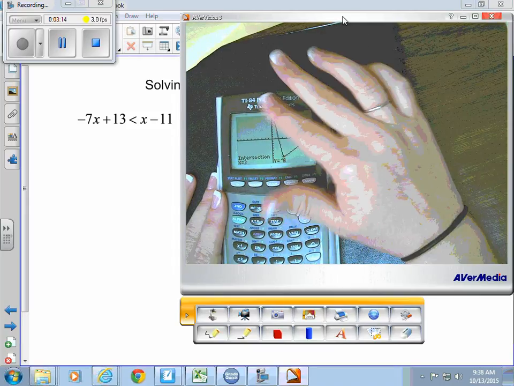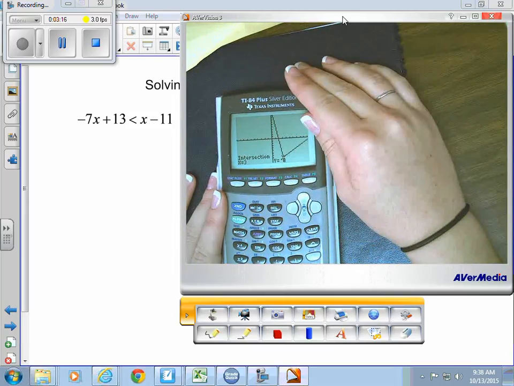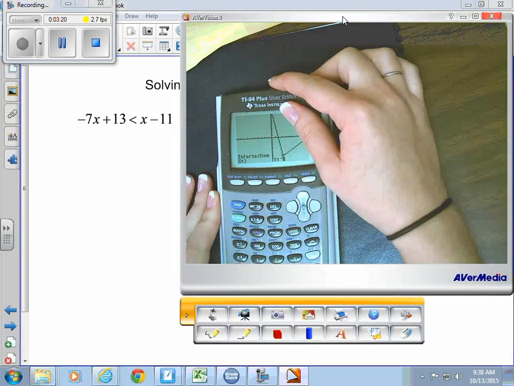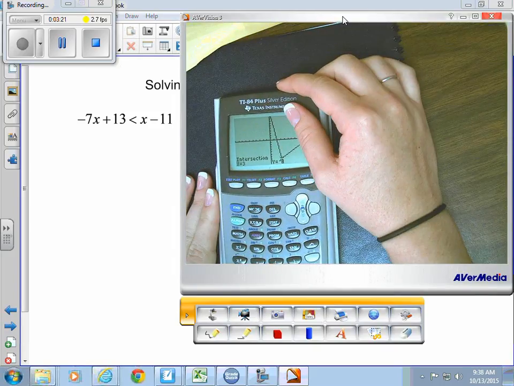Does everyone see how that works graphically? Any questions about that? What are we doing? We are doing what we did yesterday graphically.